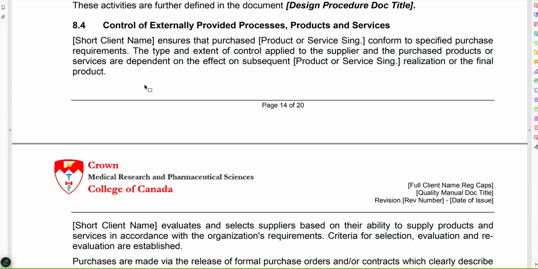In section 8.4, we have the control of externally provided processes, products and services. So here again, we are going to refer to supplier approval or inspection or audits, for example. We are talking about the fact that what we are purchasing conforms to specified purchase requirements. And again, we also have procedures in order to talk about the conformity to specified purchase requirements. So we write down what the specifications are, what you are expecting to receive, and how to test them as well. So they are all different procedures and policies that are already in place, and we have to add those policies and procedures as an annex into this document as well.